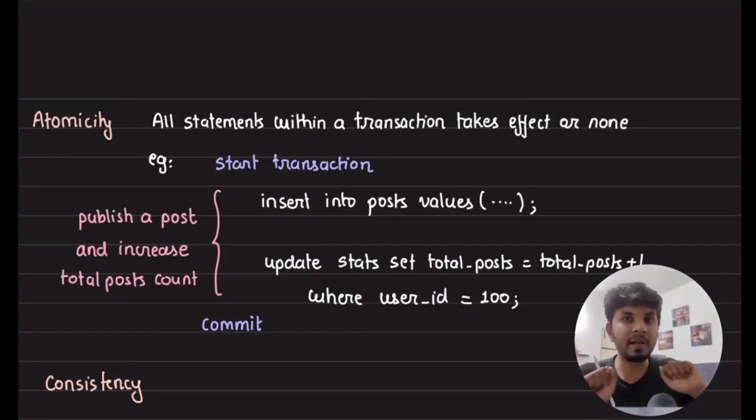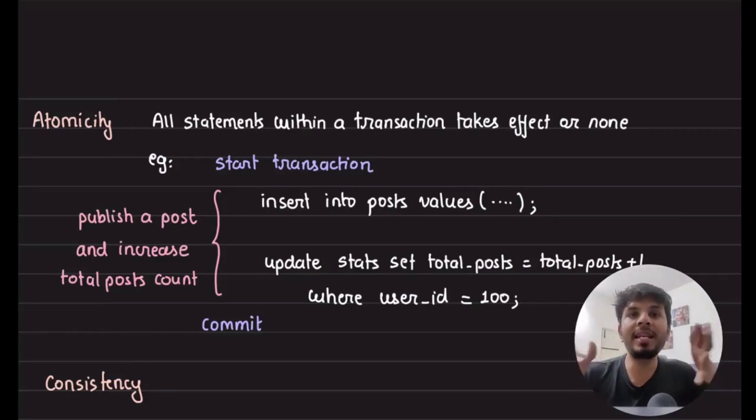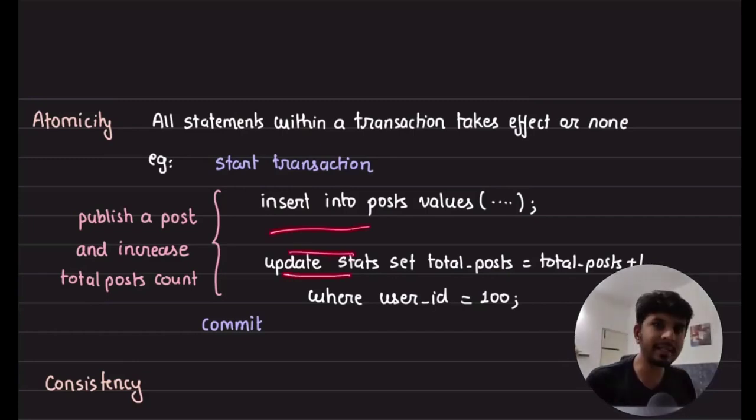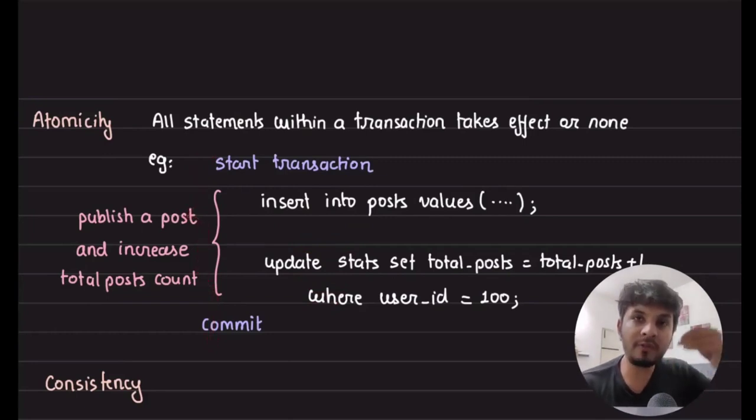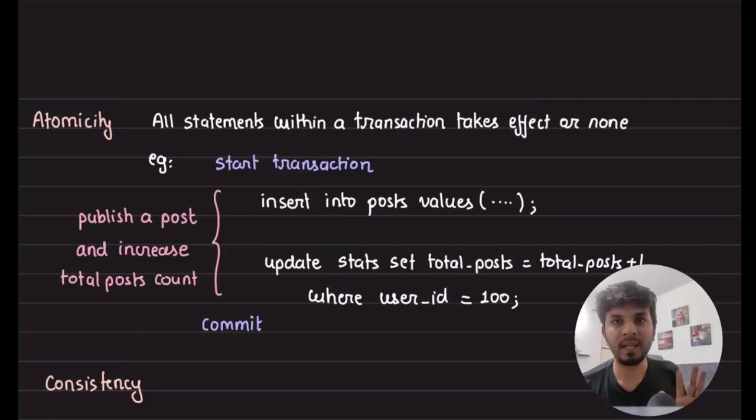It would never happen that I made an entry in one table, but before I was able to write in another, my system crashed and I am now in an inconsistent state. This is what atomicity is all about: no matter how many statements I run in my transaction, either all of them would be executed or none of them would be executed. This is atomicity, and this is one of the most important features of relational databases.